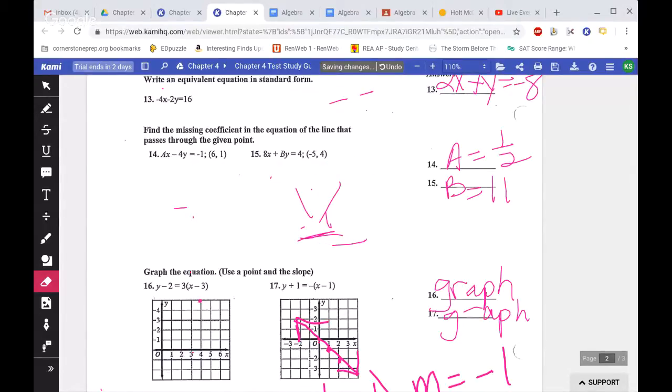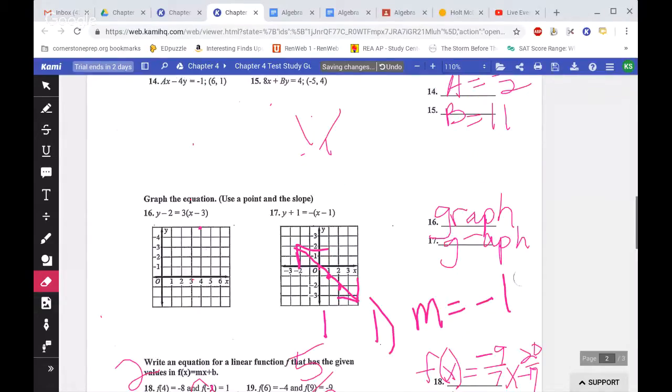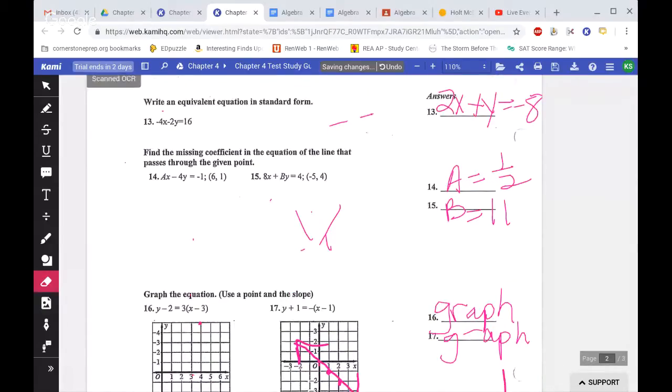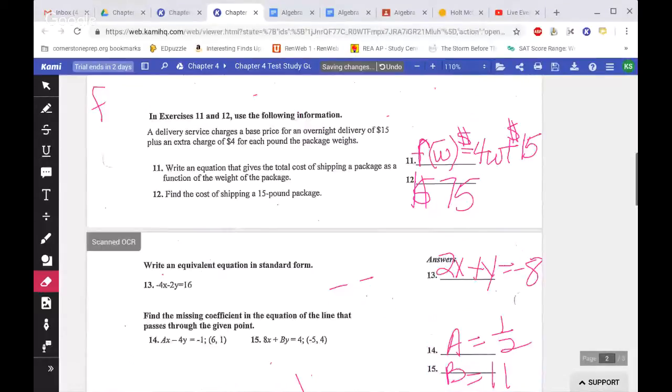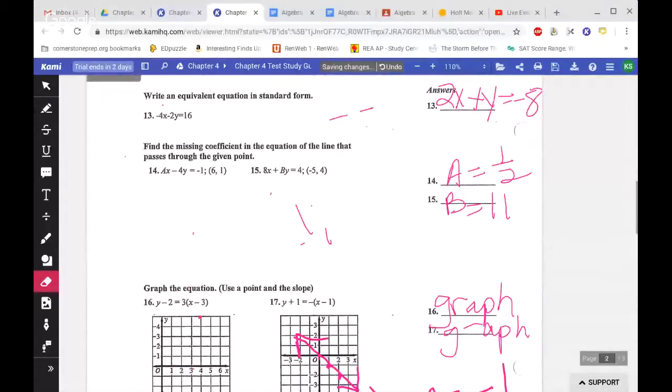I need help with 16. Okay. How did y'all do on 14 and 15? I got A for 14. I got A equals 0.5. Yeah, me too. That's correct. I got 1/2 there, but 0.5 is the same thing.